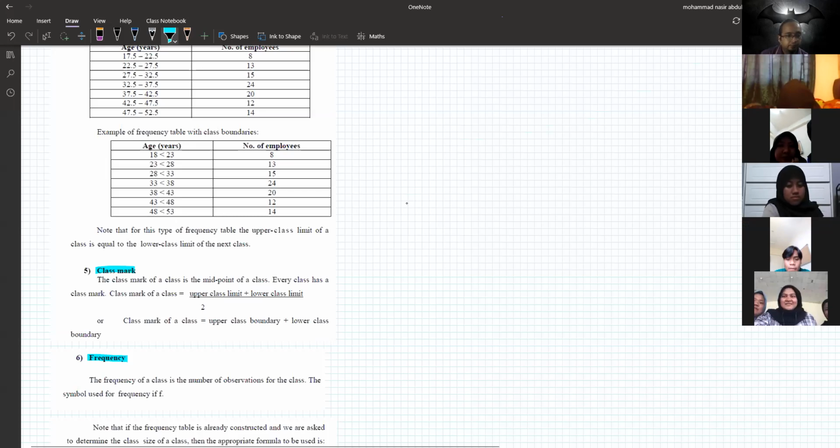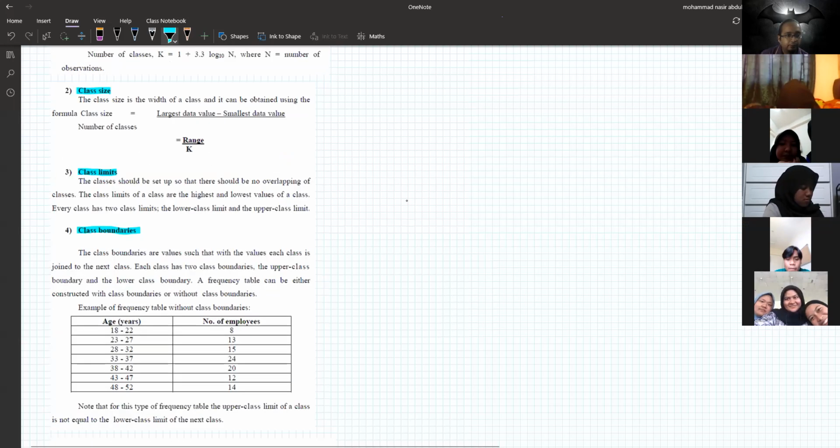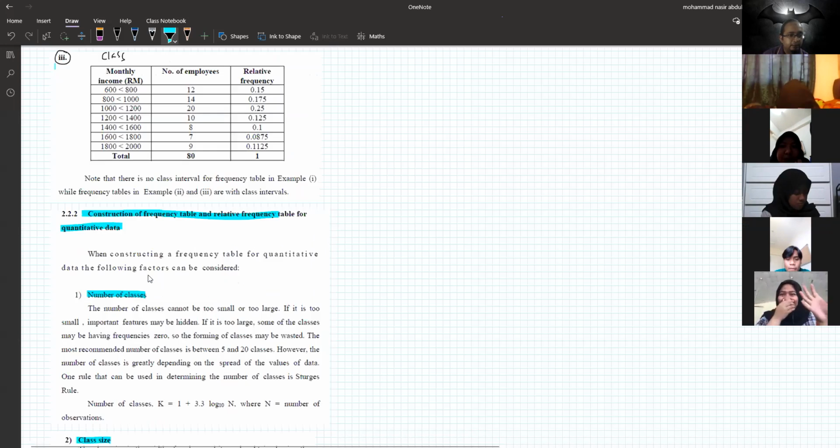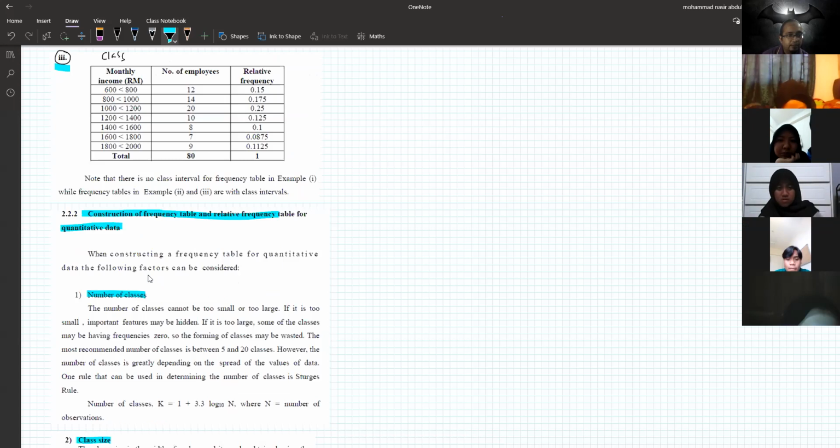So now I'm going to explain to you the first part, number of class. Let's look at frequency table number 3. Number of class is how many rows you have. This is the first class, second class, third class, and so forth. So here we have 1, 2, 3, 4, 5, 6, 7. So we have 7 classes.